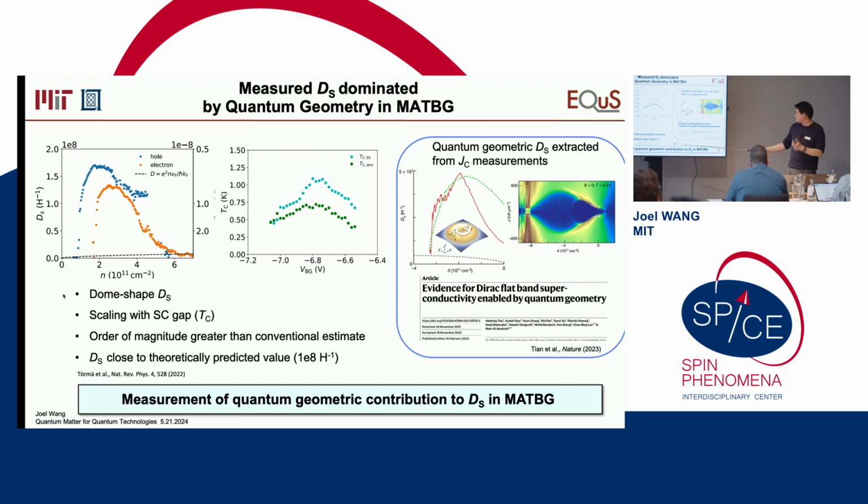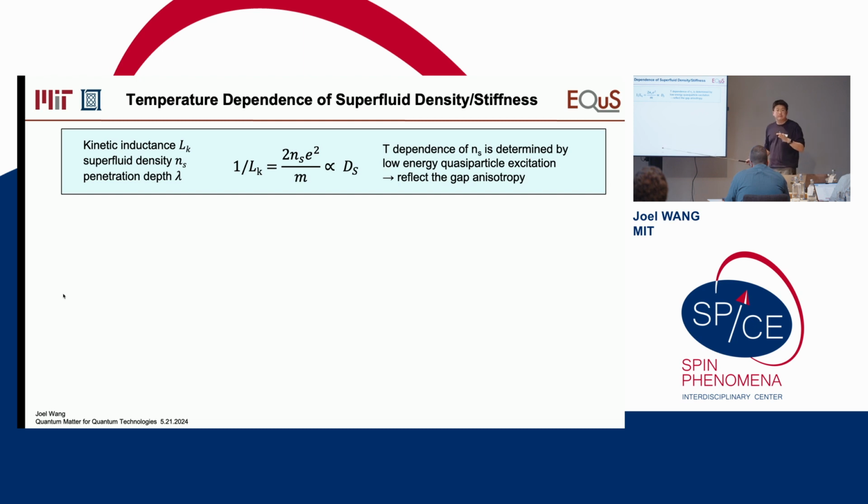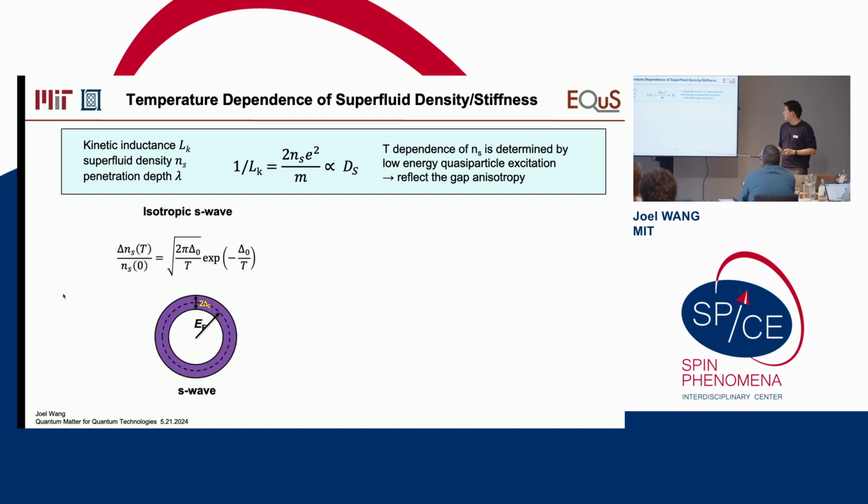Okay, so we believe that we have the measurement of the quantum geometric contribution, based on the theoretical prediction and also previous experimental results in MATBG. So we can now move on to study the pairing symmetry of the devices. Like I said, the superfluid stiffness is proportional to the inverse of the kinetic inductance that we can measure directly, and is also connected to the superfluid density or the mass for any given gate voltage, okay? So we want to study the temperature dependence so that we can understand more about the pairing symmetry.